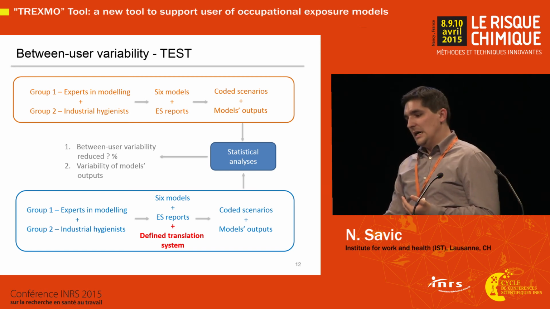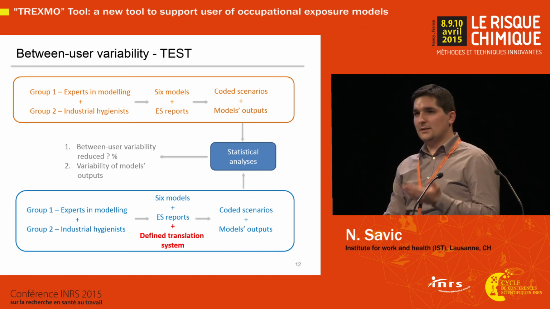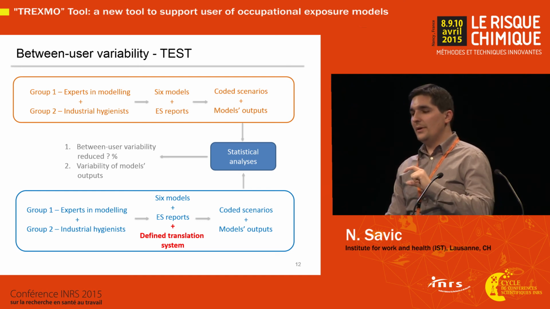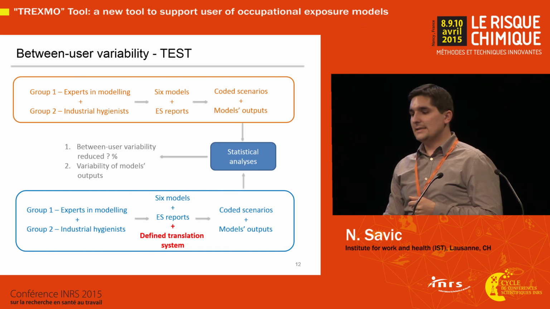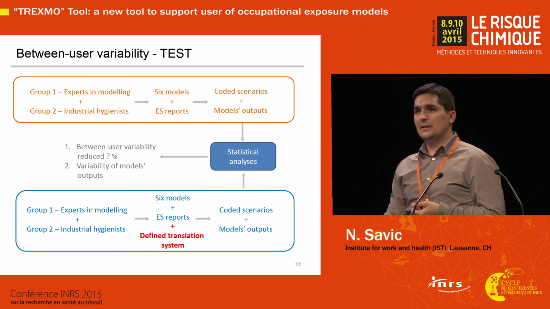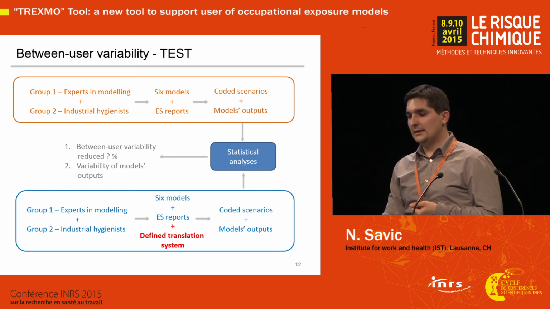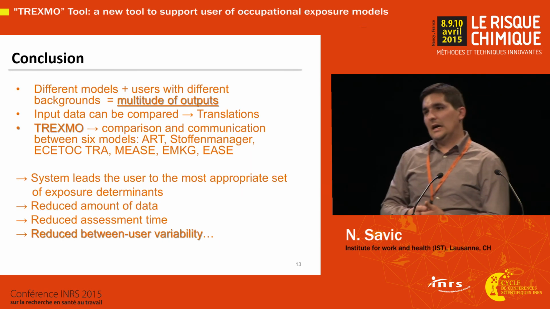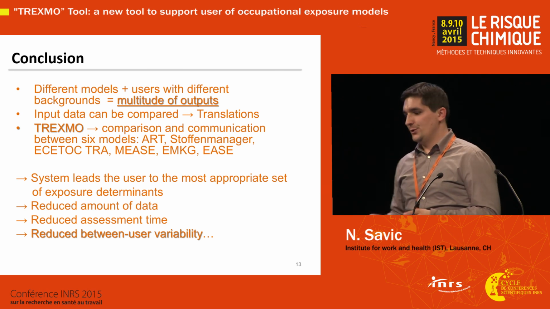Then the coded scenarios, sets of inputs and model outputs produced in these 2 parts of the between user variability test, we will use for statistical analysis and test again between user variability, to see by how many percent we successfully reduced variability and what the new variability of outputs coded by different users is.